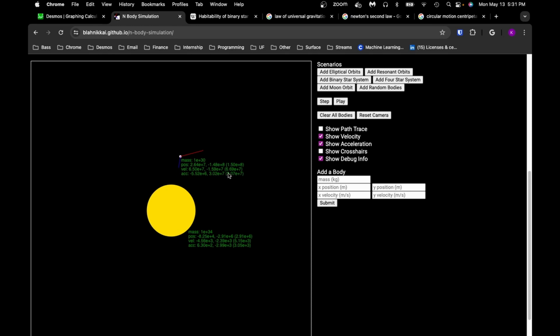So, you can see the velocity and acceleration of these are times 10 to the 7. That's in the 10 millions. These are only in the thousands. So it makes sense that you're not able to see it, and it doesn't really look like it's moving at all.